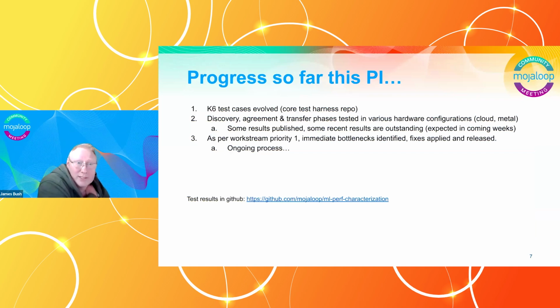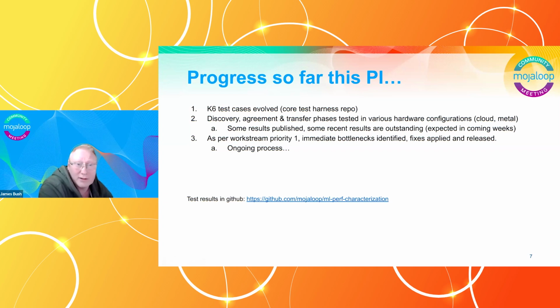In a little bit more detail, the K6 test suites that I mentioned have evolved slightly over the course of the PI. Those tests are in the core test harness repository. So if you want to go and have a look, see where we are with those, possibly contribute, please go and have a look in the core test harness repo. They're pretty obvious. They're in a place called K6. If you can't find them, please reach out to me on Slack.